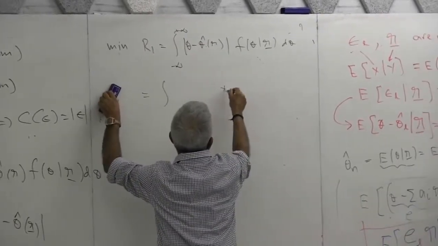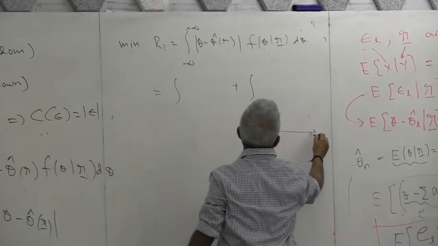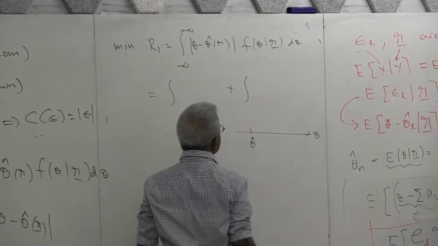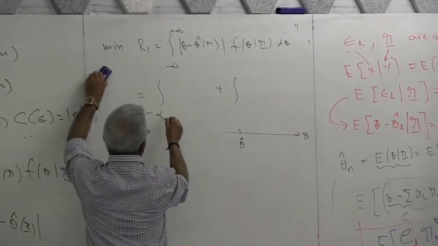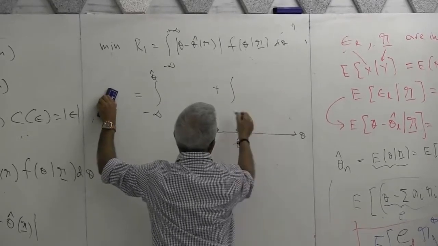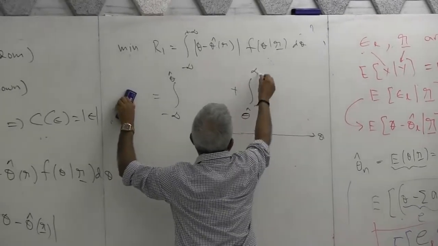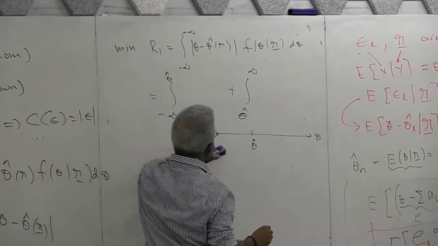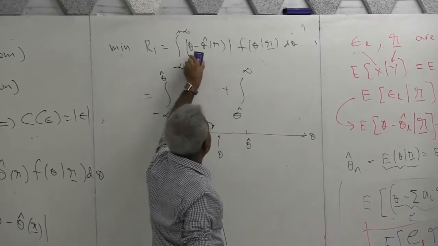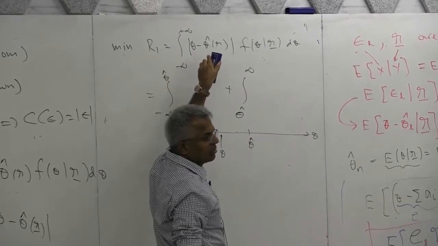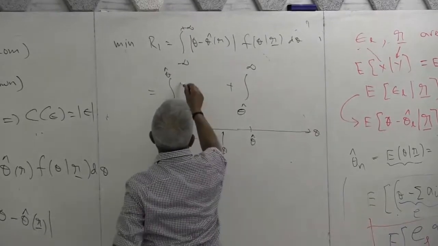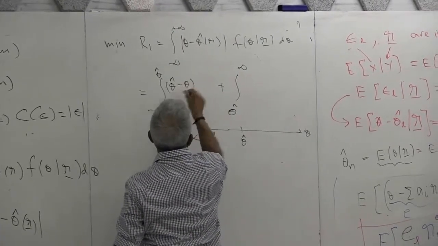So I can write this as two integrals. Remember, what is the variable? Theta is the variable, and theta hat is somewhere. So theta goes from minus infinity to theta hat, and then from theta hat to infinity. When theta is somewhere here, how will this be written? Remember, it is the absolute value, which means the larger value. What is it? This is theta hat minus theta.